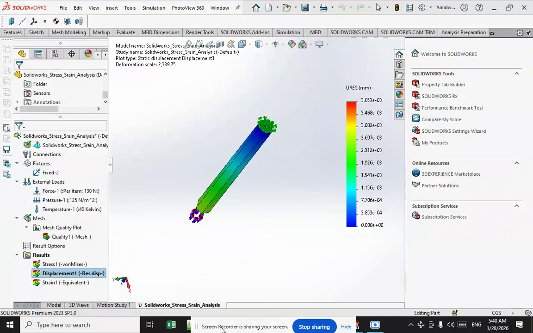Today I want to talk about stress strain analysis in SolidWorks. Stress strain analysis, or stress analysis, is an engineering discipline that uses many methods to determine the stresses and strains in materials and structures subjected to forces.